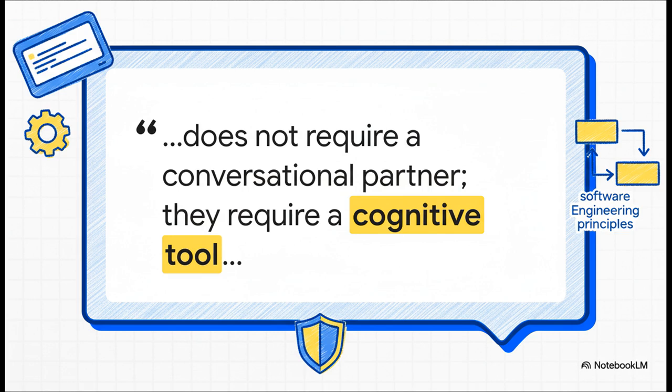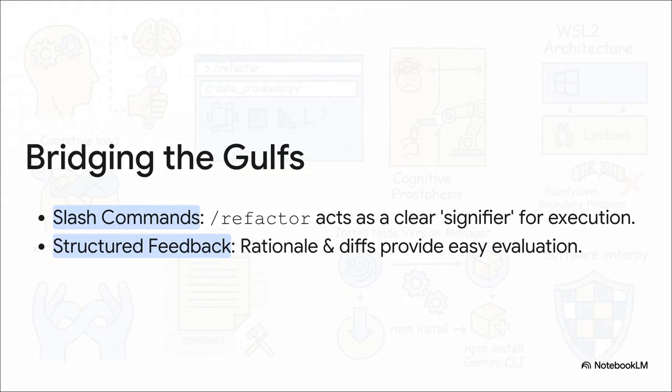An expert developer doesn't need someone to hold their hand. They need a force multiplier, something to make them even better. So how does it actually bridge those two gulfs we were talking about earlier? Well, for the gulf of execution, it gives you these super clear slash commands, like /refactor. These are what Don Norman would call signifiers. They literally tell you exactly what the tool can do.